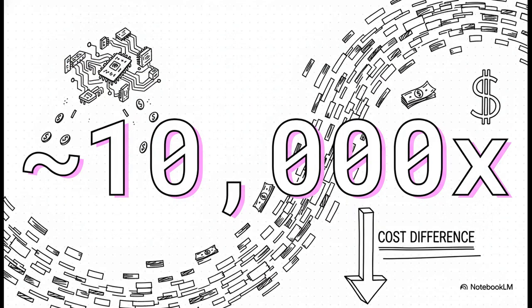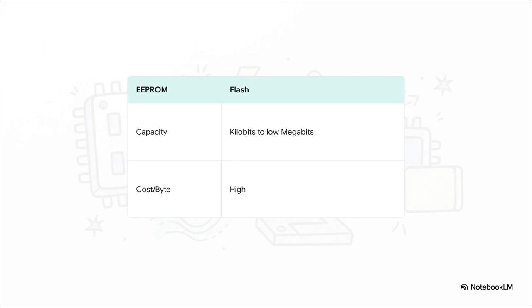So EEPROM is precise, it's durable, it's safe. It sounds great, right? Well, there is a catch, and it is a huge one. Cost. Per byte, EEPROM can be roughly 10,000 times more expensive than Flash. No, that's not a typo. This table really puts that whole trade-off into perspective.